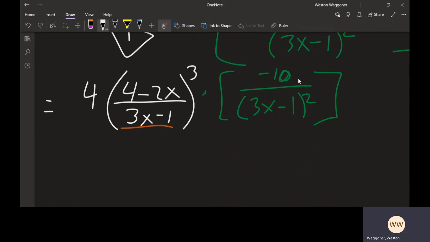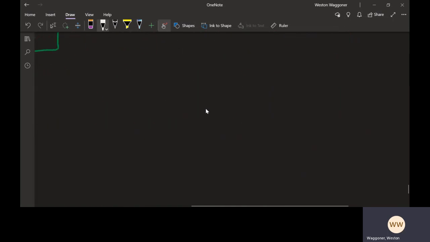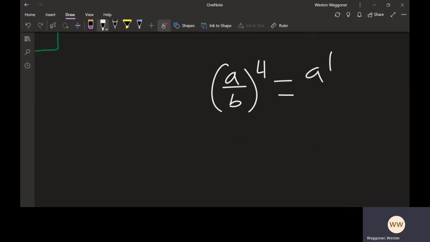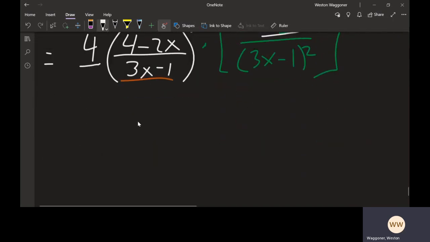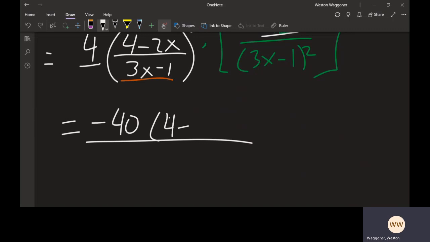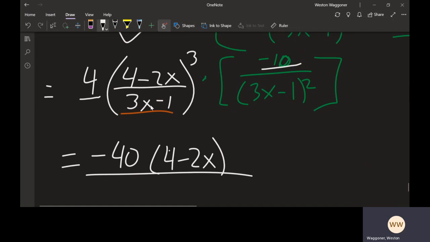See this, we got this negative 10. Well, we got this 4 over here, so we can multiply those. And then I'm going to take this 3 and separate them, because if we had something like a over b to the 4th, it's the same thing as saying a to the 4th over b to the 4th. That's what I'm going to do with this 3, and I think you'll see why in a second. So I'm going to say it's equal to negative 40, and this all 4 is 2x. See how I'm separating it. I'm multiplying this negative 10 to this 4, giving me that negative 40.